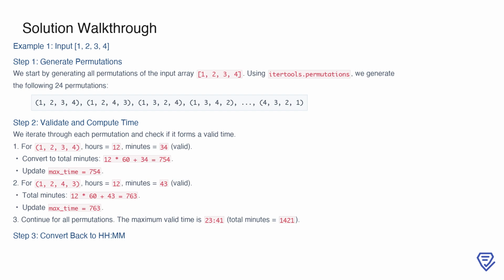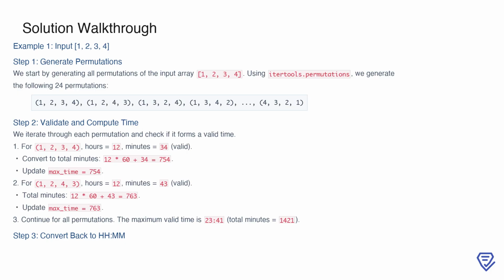Next, we start validating these permutations to determine if they can form a valid time in the 24-hour format. For example, the permutation 1, 2, 3, 4 gives 12 as the hour and 34 as the minutes, which is valid. We then calculate the total time in minutes, which is 12*60 plus 34 equals 754 minutes, and store it as our current maximum time.